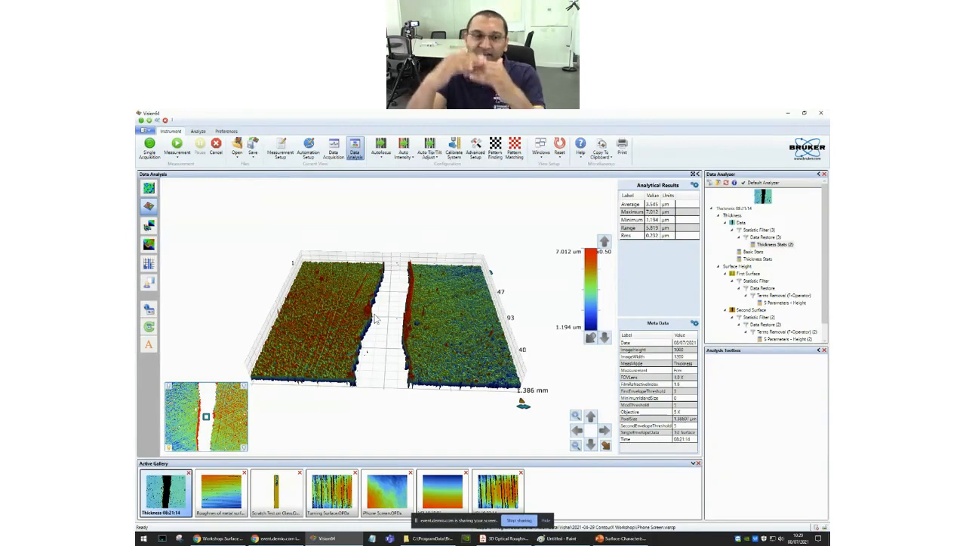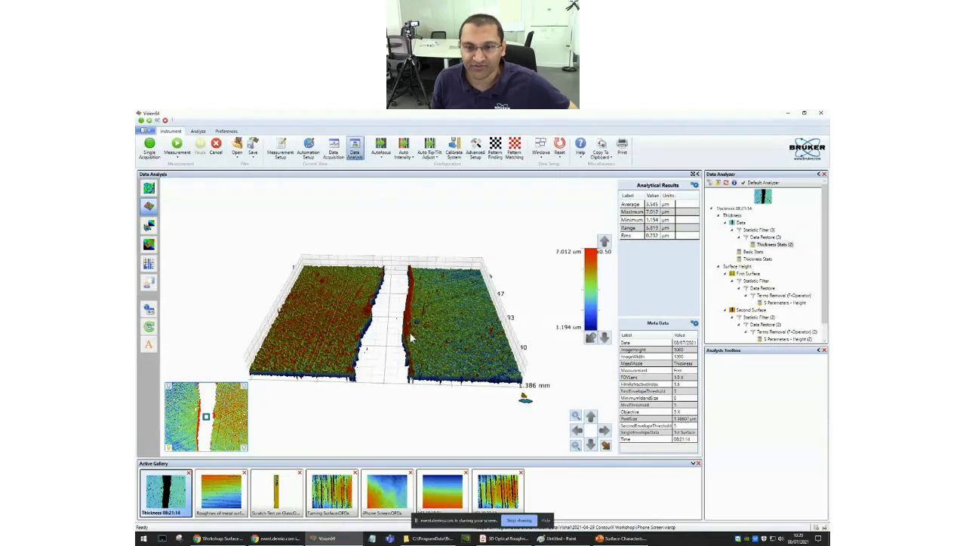So that's a very quick overview of how we do measurements on the contour system. If you have any questions, please drop me an email, and I can definitely help you out with that.